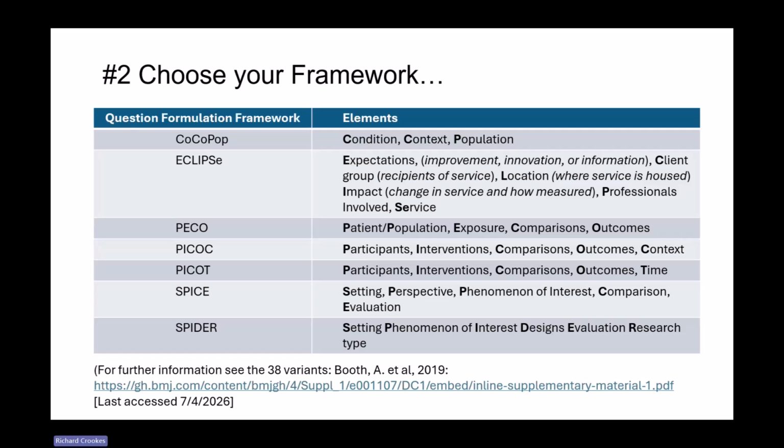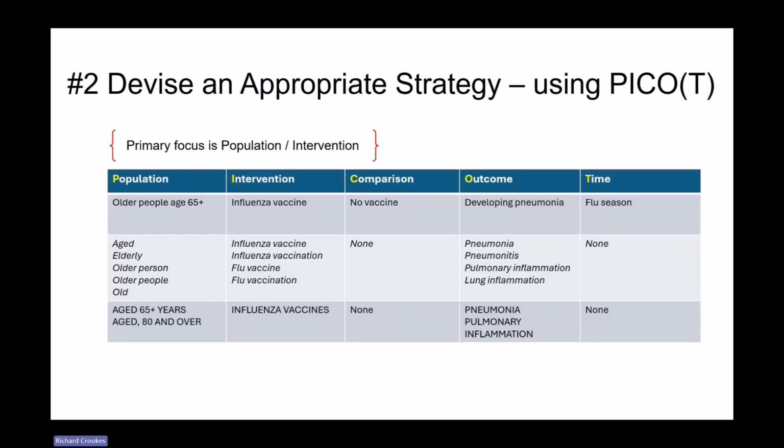So basically, choose your framework. Again, we're going to go with PICOT, or a version of PICO with the time element. We have the 5 elements there designated, and you see the primary focus is typically the population or intervention, but we've got comparison, outcome, and possibly time as well. With the population, of course, we are looking at older people. It doesn't mention gender, but age 65 plus.